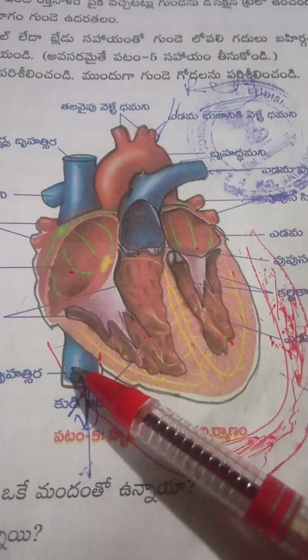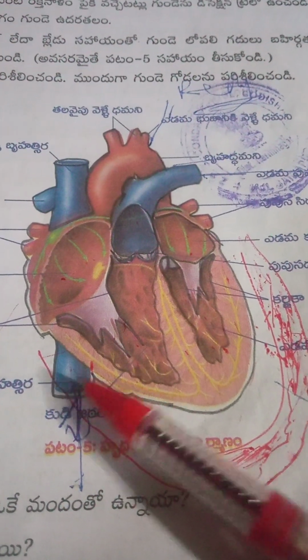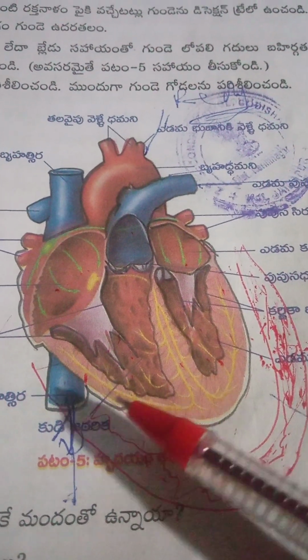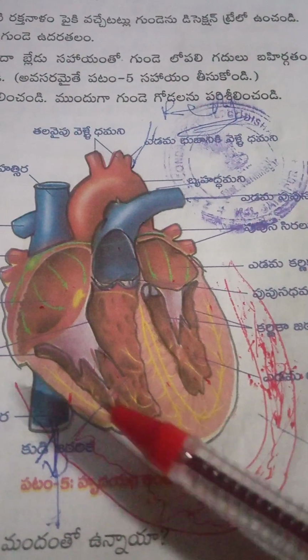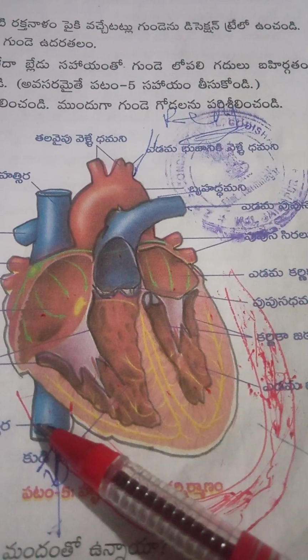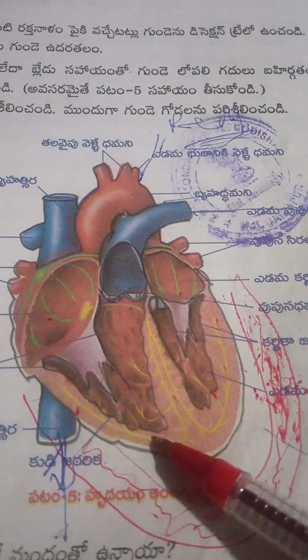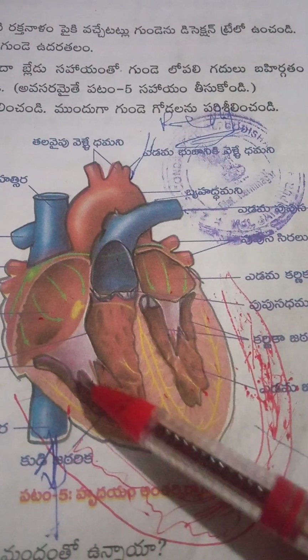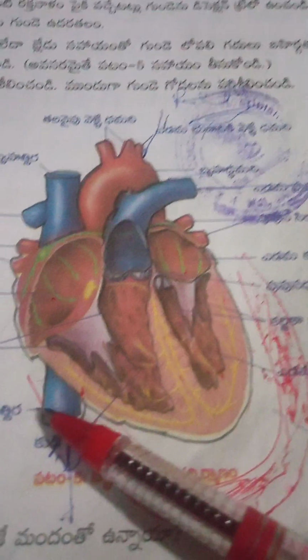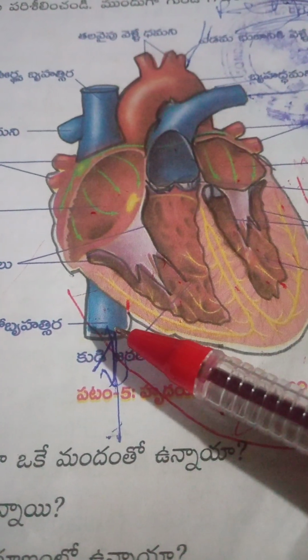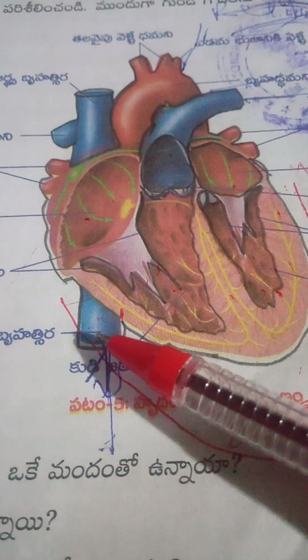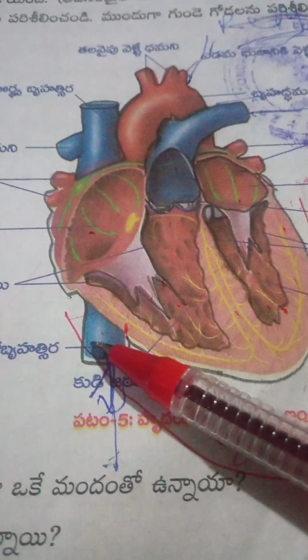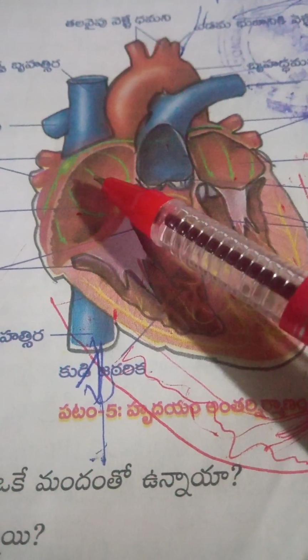It is also a vein. The vein at the posterior portion of the right side of the heart is called the inferior vena cava. It collects blood from the lower portion of the body, that is the hands and legs, and sends it towards the auricles.